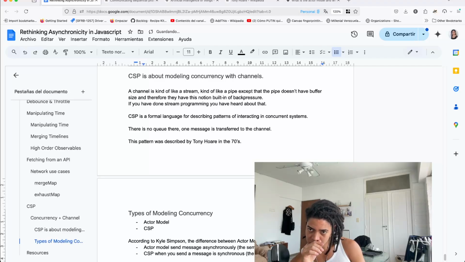So communicating sequential processes. What is this all about? It's about modeling your application with lots of tiny independent pieces that we call processes.